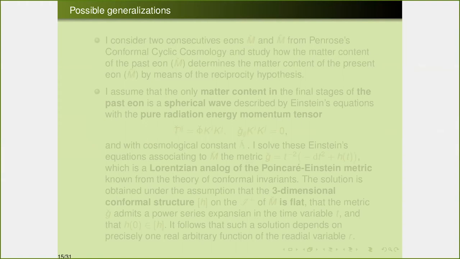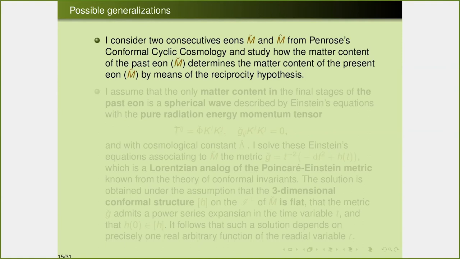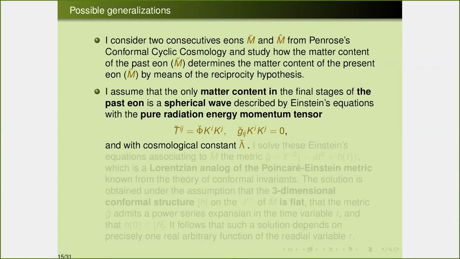So what I will be doing now is considering two consecutive eons, check and hat, and studying how the matter content of the past eon determines the matter content of the present eon by means of the reciprocity hypothesis. I assume that the only matter content in the final stages of the past eon is a spherical wave described by Einstein equations with pure radiation energy momentum tensor. So I have Einstein equations with the energy momentum tensor being of pure radiation with K being null. And on the left-hand side of the Einstein equations, there is a cosmological constant lambda check.